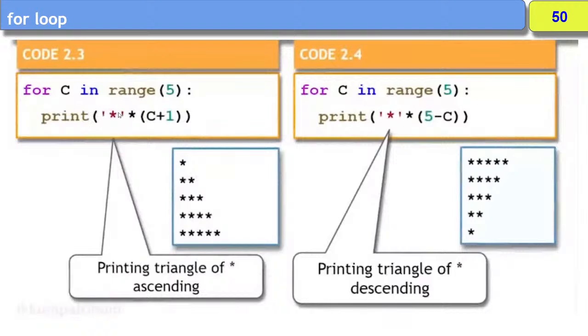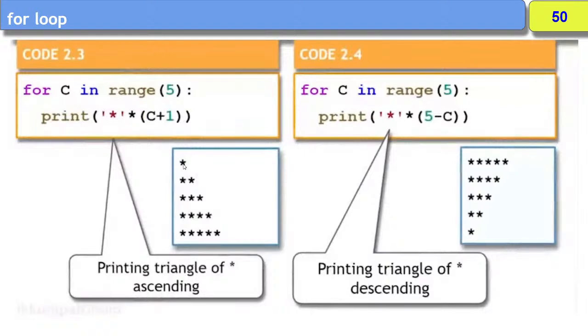What is this string? Asterisk. And this is the multiplication sign, and when you multiply any string by any number, the string is repeated that number of times. You want to repeat this string this number of times. So what is the value of C? C is 0. 0 plus 1 is 1. So when you multiply this string by 1, it will print only 1 asterisk.